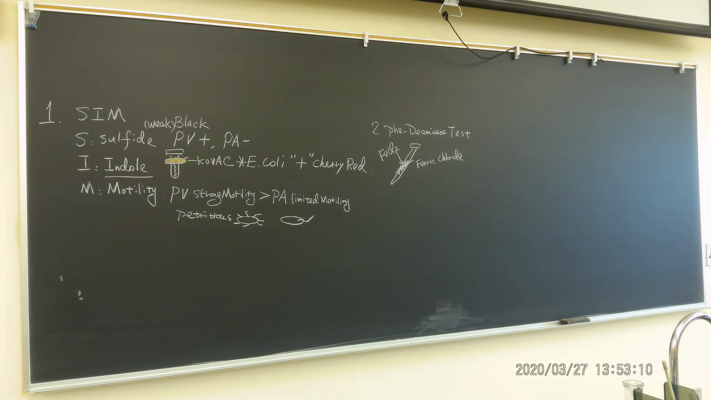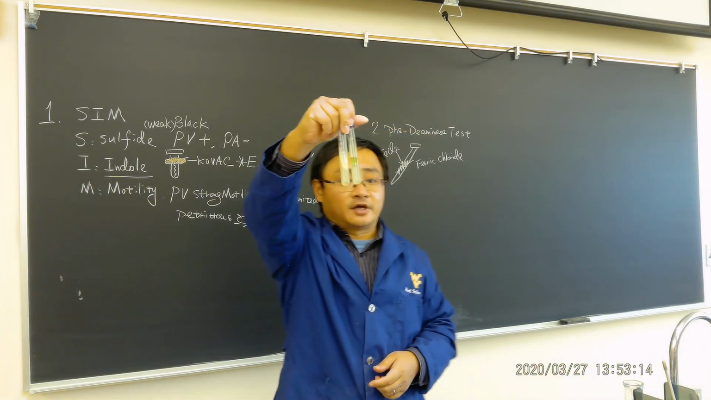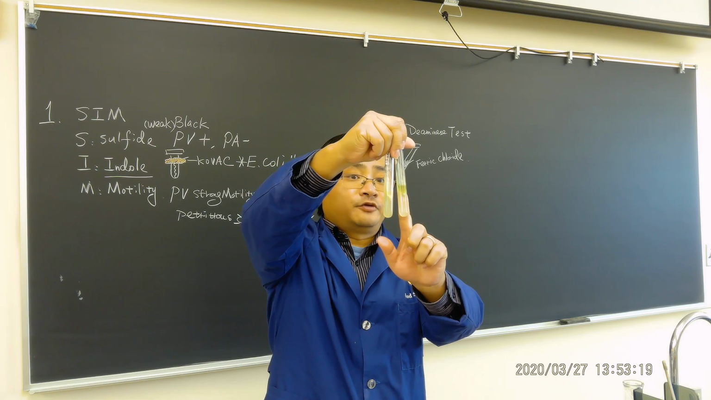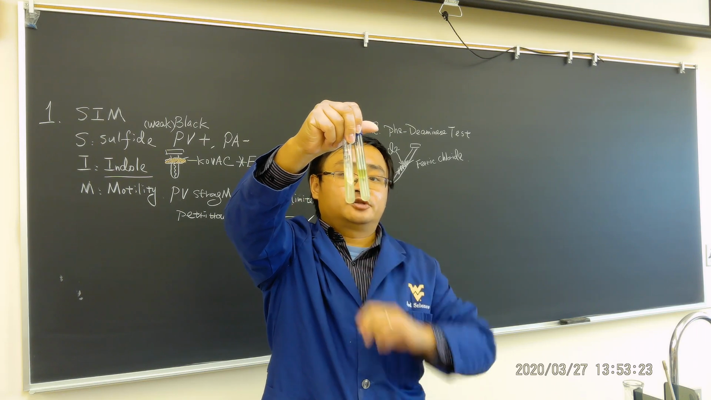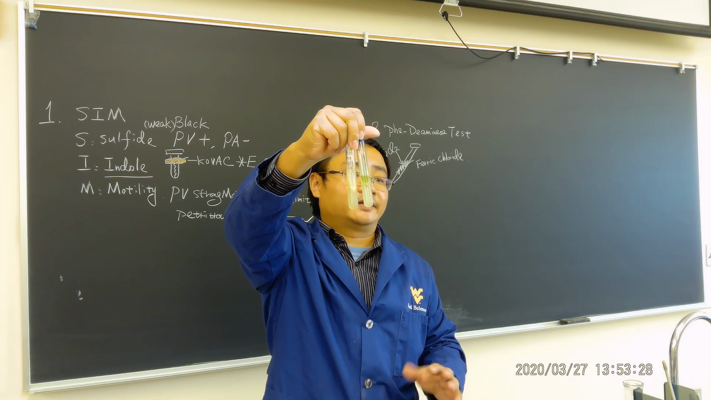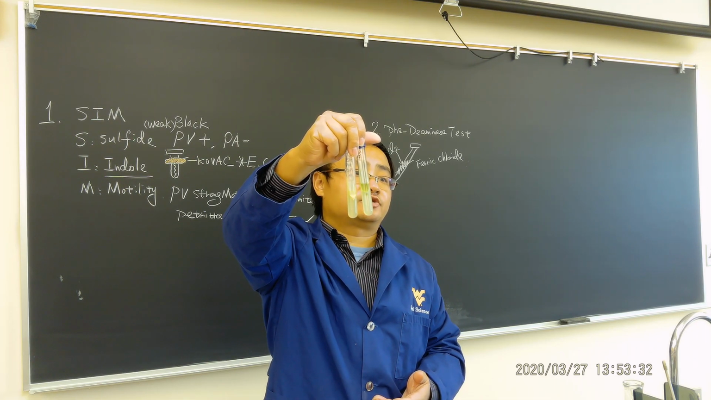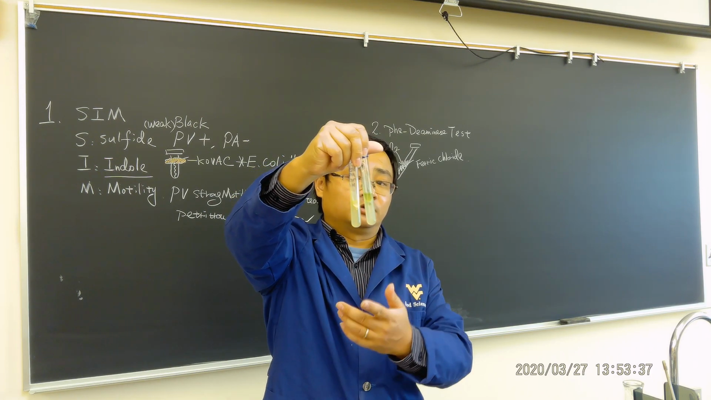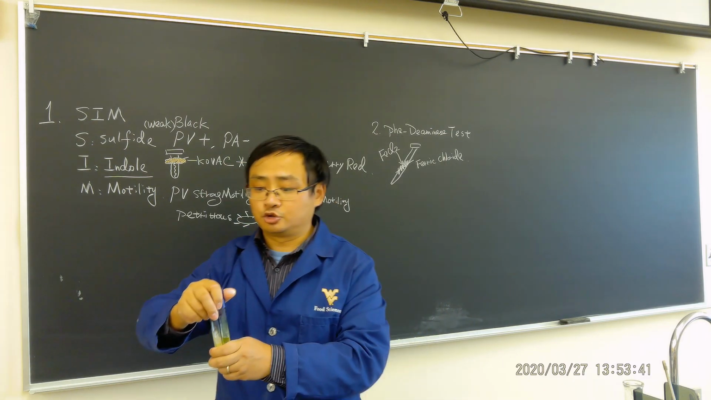Here you can see some of the difference. Proteus vulgaris is pretty dark green. Pseudomonas aeruginosa is actually the original color, a light yellow. So which one is positive? Proteus vulgaris is phenylalanine deaminase test positive, and the Pseudomonas is negative. Pretty obvious, you can see the difference.